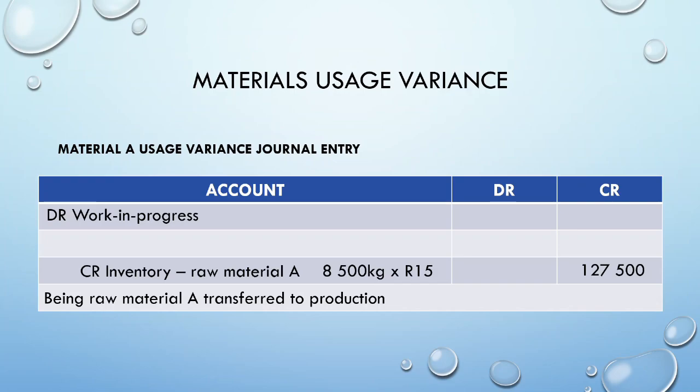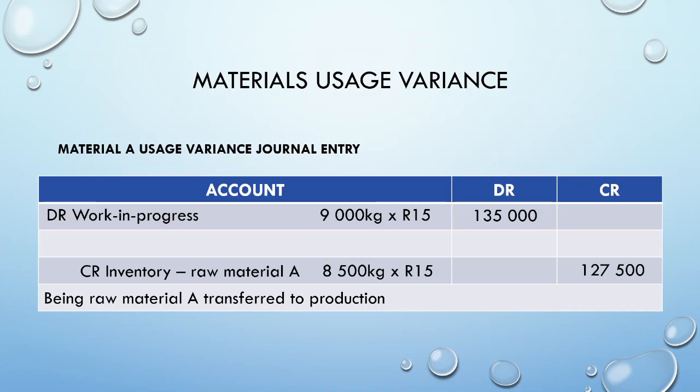Now let's look at WIP. How much is going in and at what price? Remember, we need to record the work in progress at the standard. The price is already at the standard of 15 Rand. But is the quantity? No, 8,500 kgs is not the standard quantity. It should be the 9,000 kgs. 9,000 kgs times 15 Rand per kilogram gives us our total debited to work in progress of 135,000 Rand.